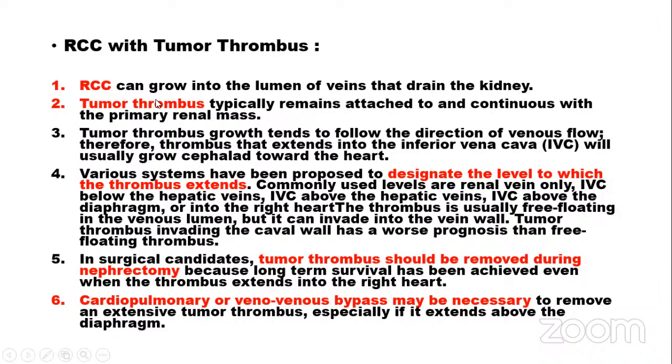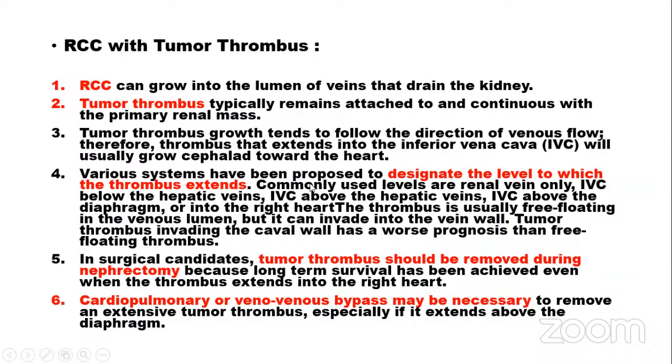RCC with thrombus, we spoke about it in detail previously. You mentioned that RCC can grow into the lumen of the vein draining the kidney. The tumor thrombus typically remains attached to and continuous with the primary renal mass. Tumor thrombus follows the direction of the venous flow, can reach the heart, and cause systemic spread.